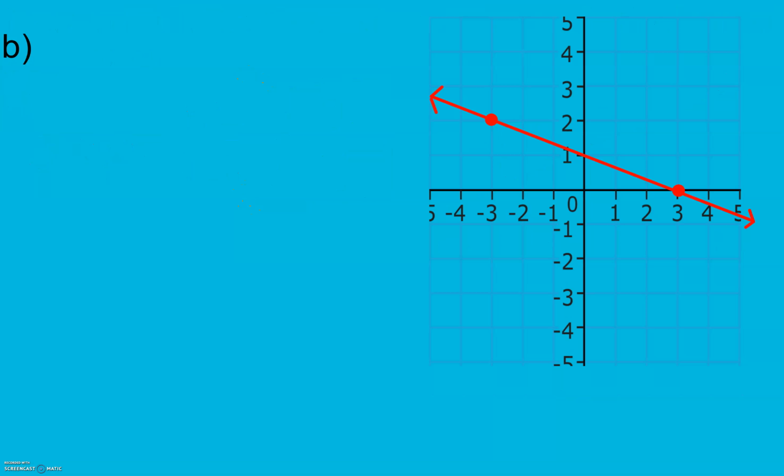Same idea here in B. We're going to find our slope. And slope is rise over run. Rise deals with our y's, run deals with our x's. So here, I'm going to go down 2 over 1, 2, 3, 4, 5, 6.